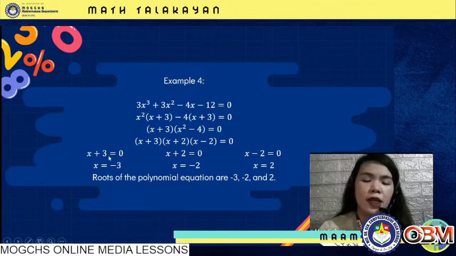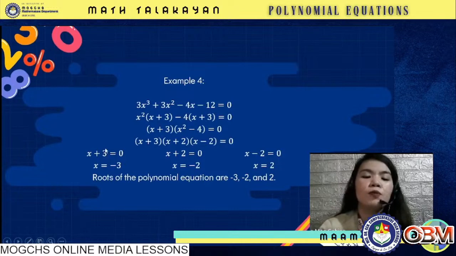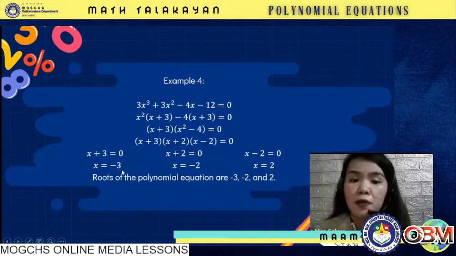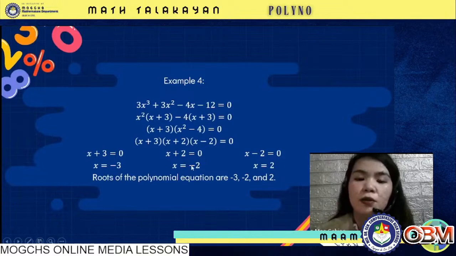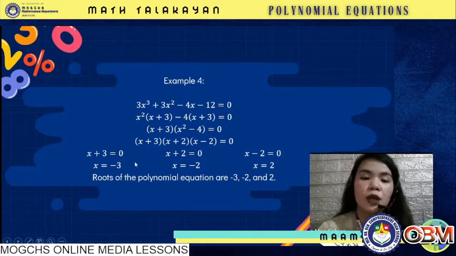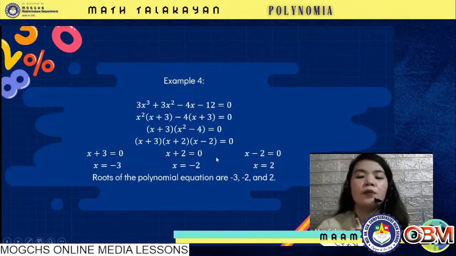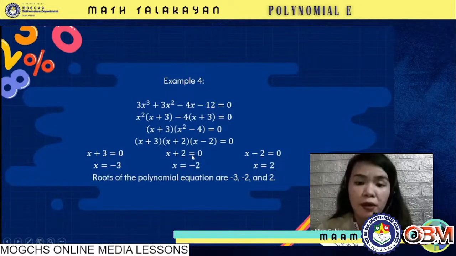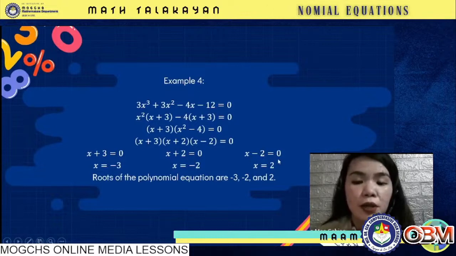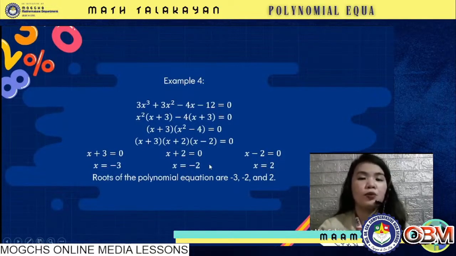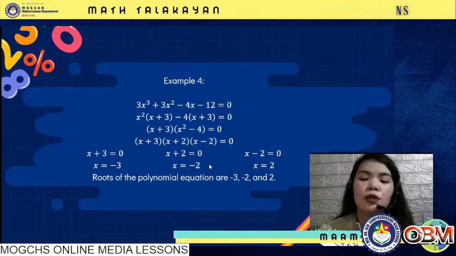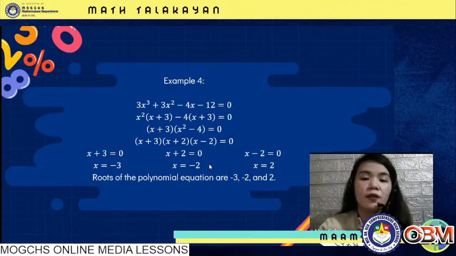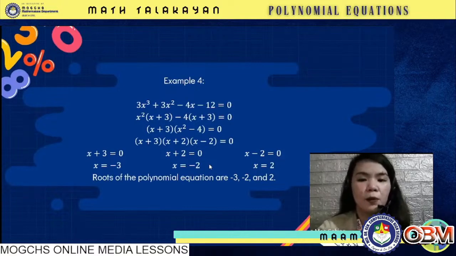So we have x plus 3 equal to 0, which we will transpose 3 from right to left. So we'll have x is equal to negative 3, and we have x plus 2 is equal to 0, where x is equal to negative 2. Same thing here, we transpose the numerical value, and then we have x minus 2 equal to 0, where x is equal to 2. So therefore, the roots of the polynomial equation are negative 3, negative 2, and 2. So these are the values of x in this given example.